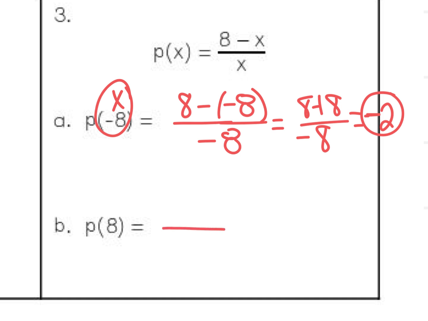What is it going to look like for p of 8? 8 minus 8 over 8.